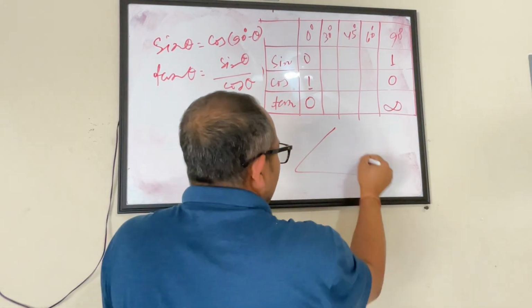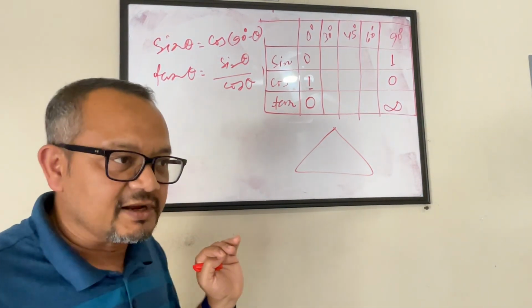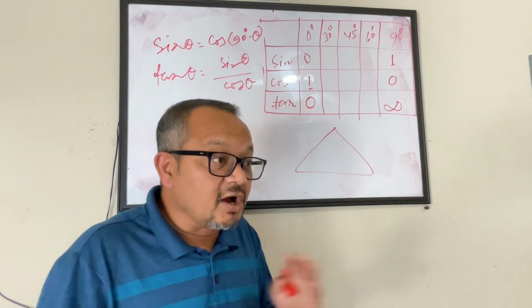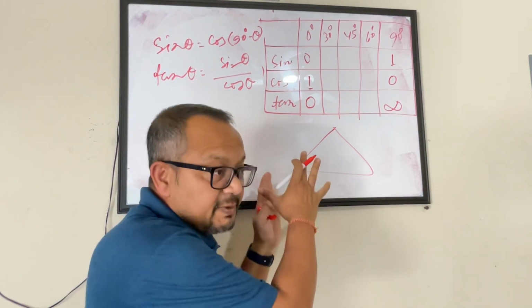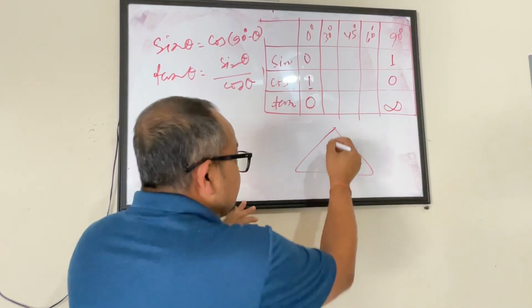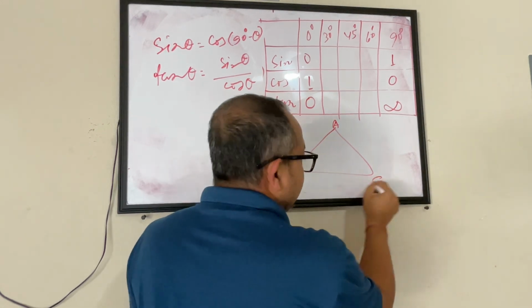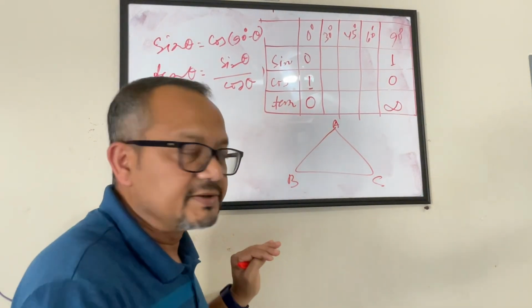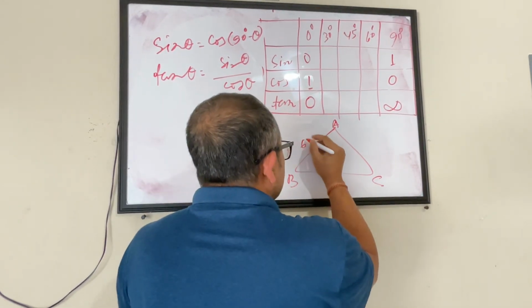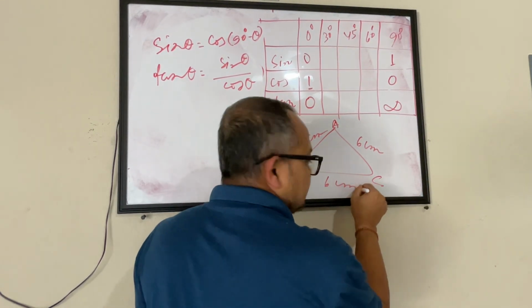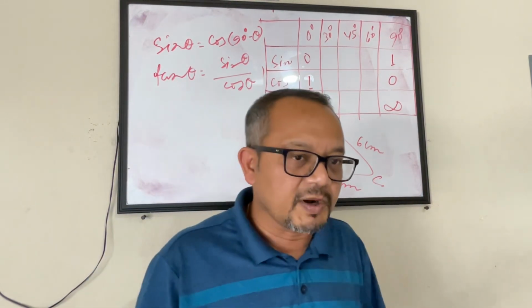Now let's look at one triangle called an equilateral triangle. And you will see all the concepts that we have learned so far, we'll be using a lot of them, okay? So it's an equilateral triangle, meaning let's say ABC is an equilateral triangle, okay? So if this is let's say 6 centimeters, this is also 6 centimeters, this is also 6 centimeters. So far, okay? No problem?